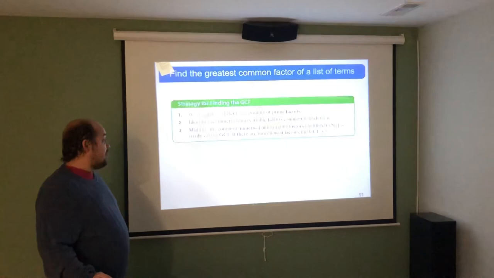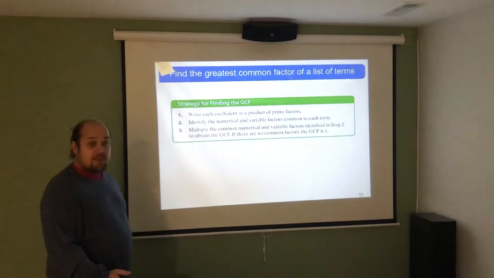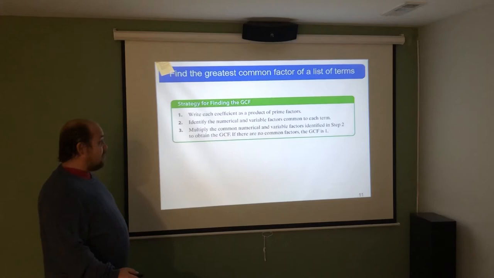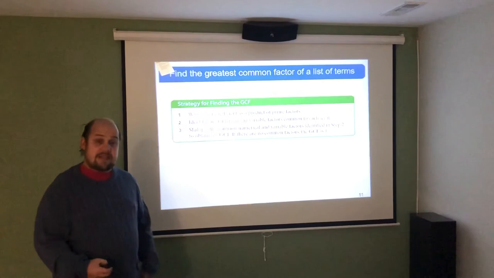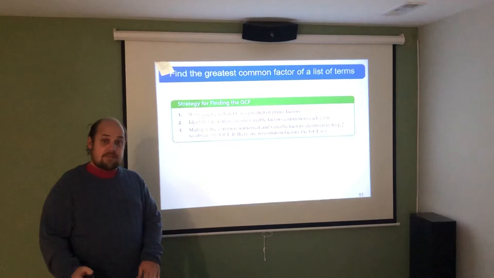So to find the GCF, the strategy that they're giving you here is to write each coefficient as a product of prime factors, identify the numerical and variable factors of each term. We'll look at the variable factors a little further on, but basically, if I have, for instance, x to the third, I could write that as x times x times x. If I had x to the second, I could just write that as x times x.